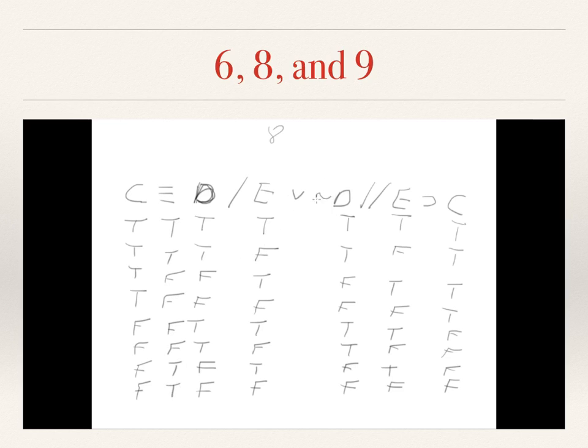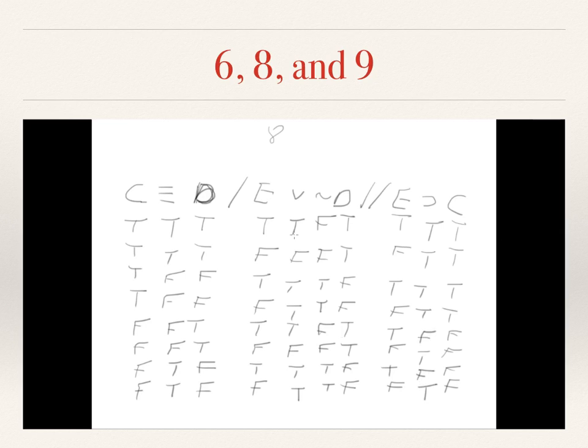Now E or not D. We have the negation here, so that flips these truth values: F, F, T, T, F, F, T, T. This disjunction is only false when they're both false. So true, false, true, true, true, false, true, true. And back to the implication, these are only false when it's true implies false. So true, true, true, true, false, true, false, and true.